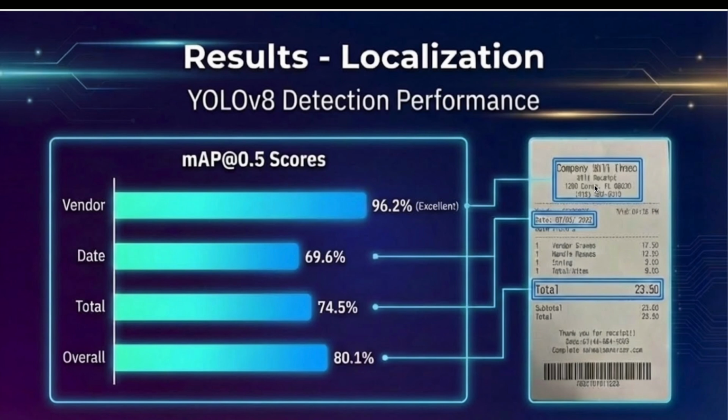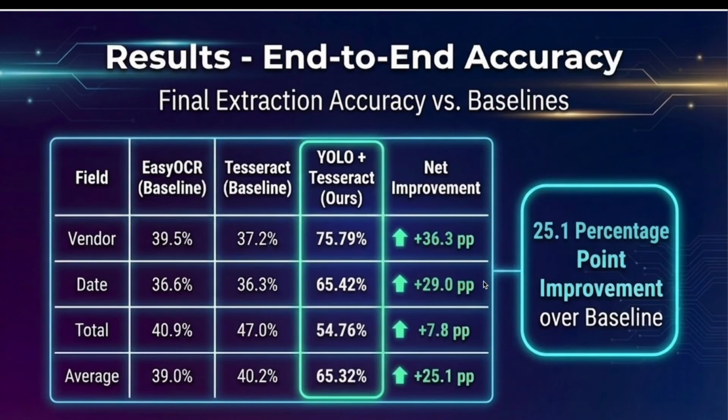On the right, you can see an example of successful detection with clean bounding boxes, accurately capturing the vendor name in the header, the date below it, and the total amount at the bottom. The boxes show high confidence, which is what we need for reliable downstream OCR. Now let's look at the end-to-end extraction accuracy, the complete pipeline from raw receipt image to extracted structured data.